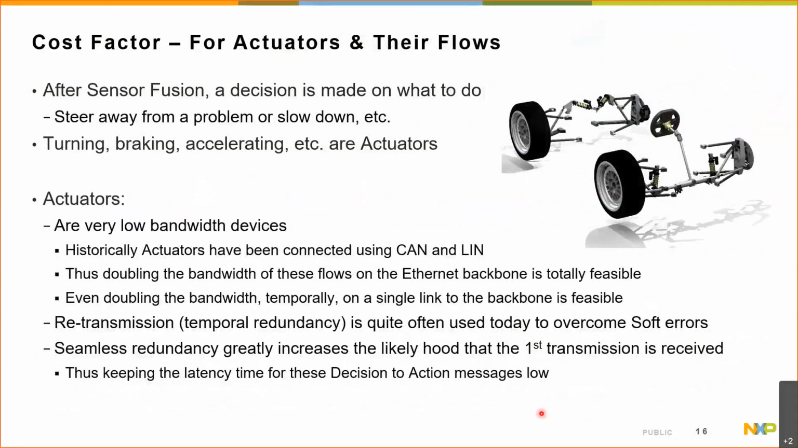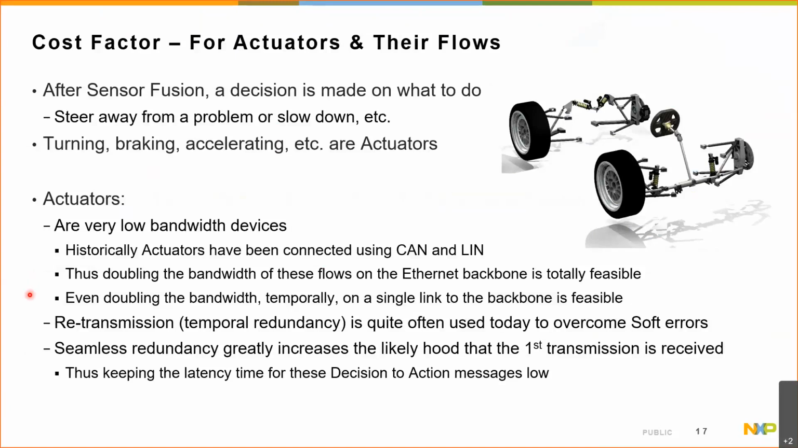Now the cost factors for actuators and their flows. After the sensor fusion, a decision is made somewhere in the system on what to do, steer away from a problem or slow down, etc. So turning, braking, accelerating, those are all actuators. They're all very low bandwidth devices. Historically, actuators have been connected using CAN and LIN. So by definition, they're very low bandwidth. And to issue a simple command to speed up, slow down, hit the brakes isn't a lot of data. Thus, doubling the bandwidth of these flows on the Ethernet backbone is totally feasible.